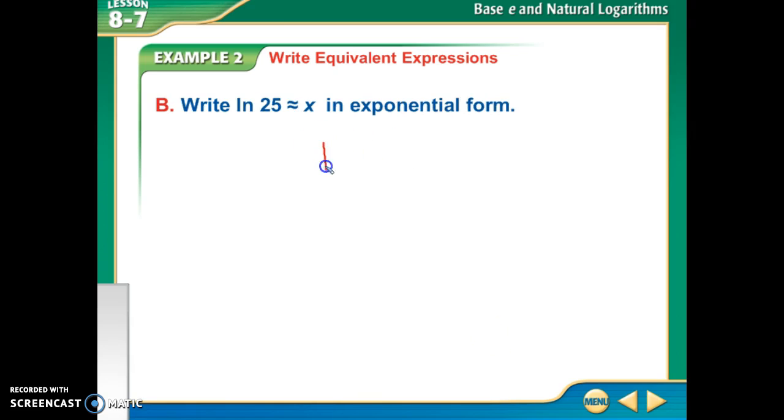All right, so then we have natural log 25 is approximately x. Start with your base, which is e to the x equals 25. Same rules as logarithms.